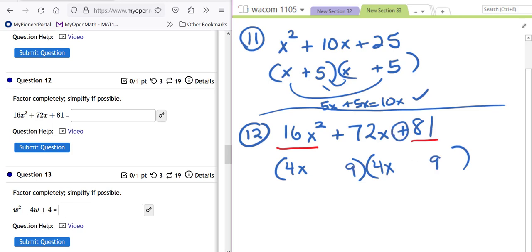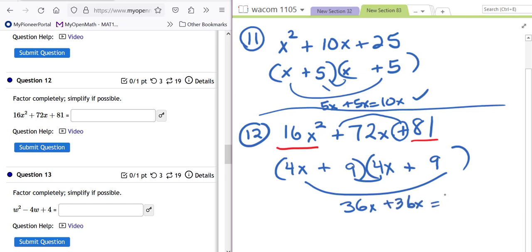So, and this one, your rules are regular sign rules. It ends in plus, so they'll be alike. They'll be whatever this one is. All right. And our check, remember, outside and inside. So 36x plus 36x gives us 72x. And we're good. So it did work. It is a perfect square trinomial.